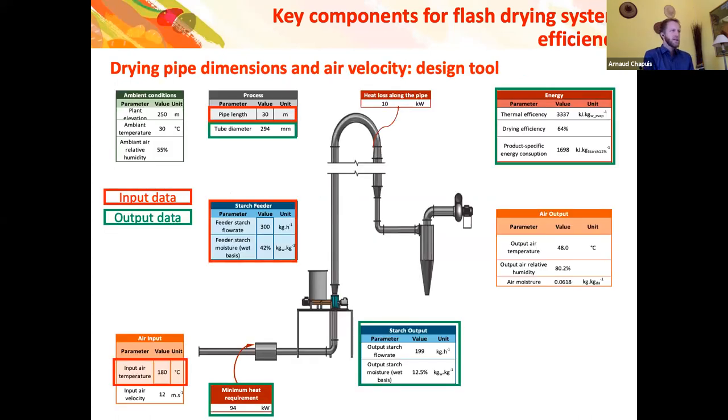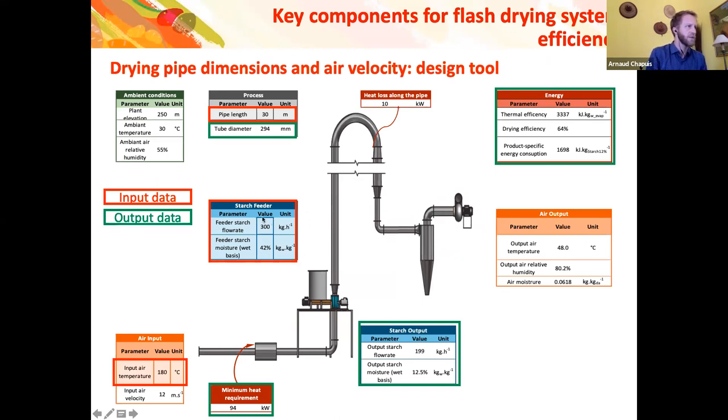Now let's have a quick look at the dryer design tool we provide online. It's an Excel design tool, and inside the Excel file you will find the instructions on how to use it. Basically, here in red you have the input data. You will need to enter the drying pipe length. All these calculations have been made for starch.